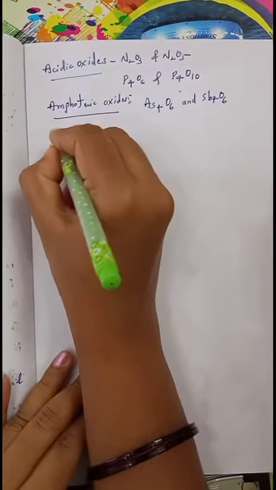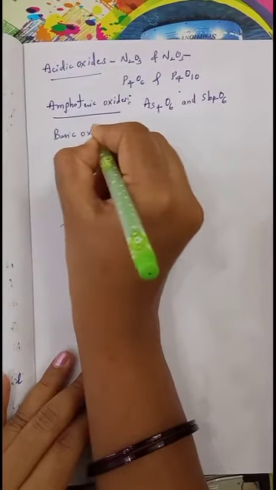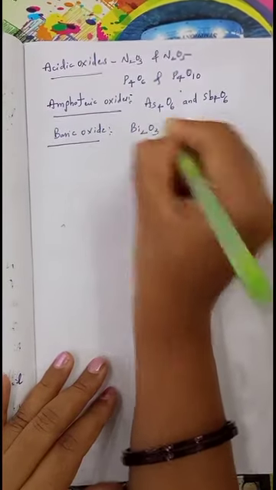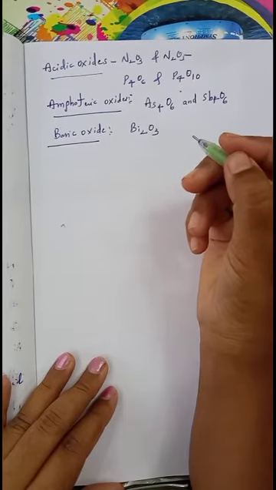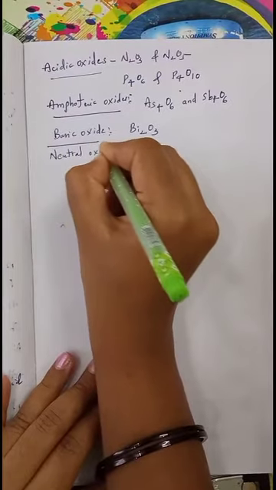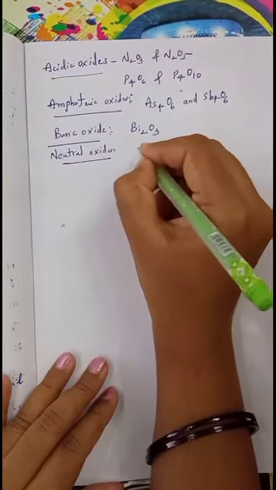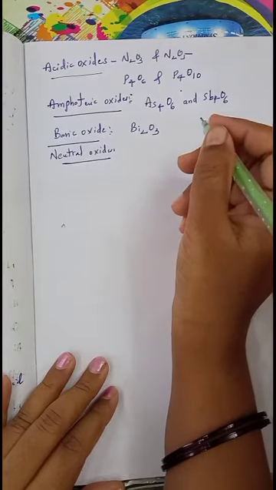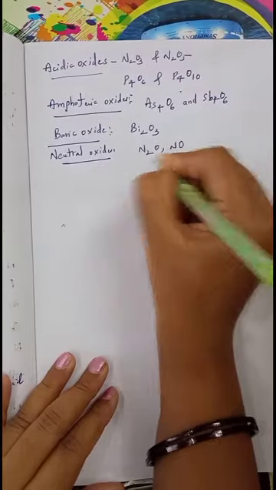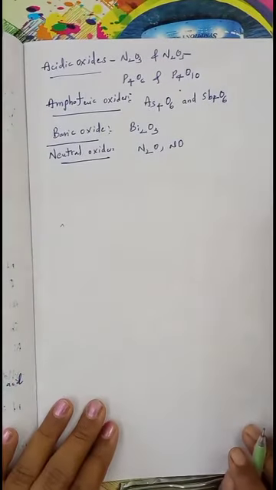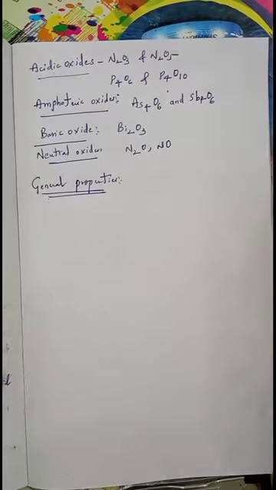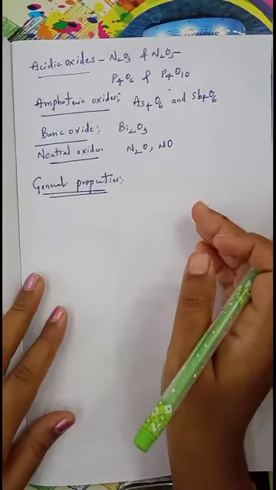Now, basic oxides. So the basic oxide is Bi2O3. Bismuth trioxide acts as a basic oxide. Next, neutral oxides. Neutral oxides mean they act neither as acidic nor as basic. Examples are N2O and NO. Laughing gas and nitric oxide both act as neutral oxides. So now we'll discuss the general properties of these group elements.